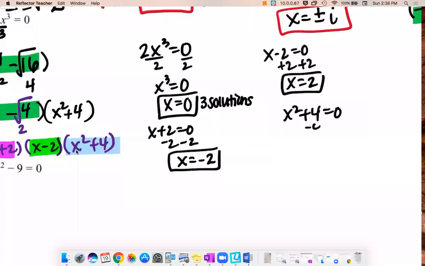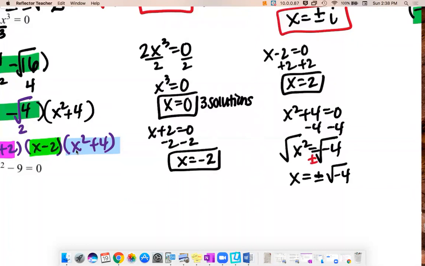So first thing you do is subtract 4 from both sides. You get x squared equals negative 4. Then we do a square root to get rid of the squared. Remember when we do this, you put a plus or minus in front. This becomes x equals plus or minus the square root of negative 4. And then remember, we can do the square root of negative 4. This becomes negative 1 times 4. The square root of negative 1 is i because it's imaginary, and the square root of 4 is 2. So this becomes plus or minus 2i.